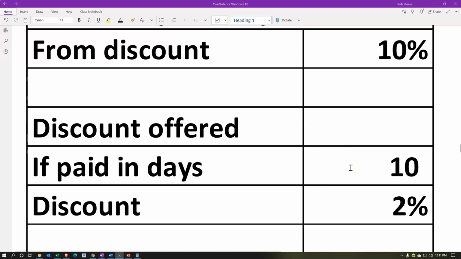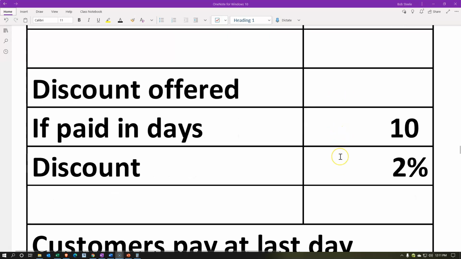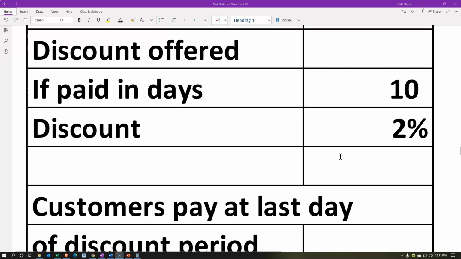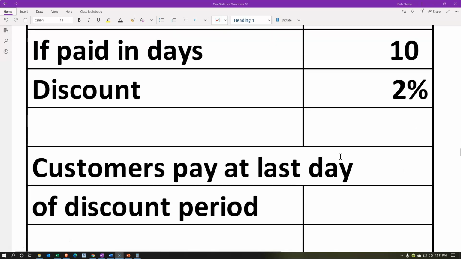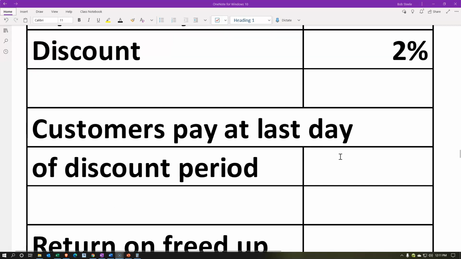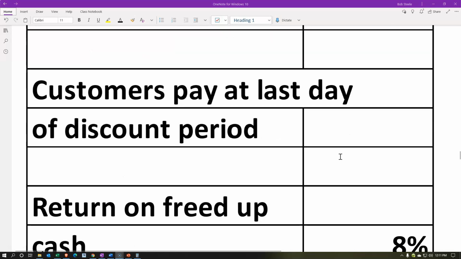So now we're not saying 15 days. We want to get paid within 10 days, and you get this discount. The discount is only 2% now, so a pretty small discount. But again, the small discount could have an impact, especially from business-to-business clients who are only holding on to the money for cash management strategies. They're not getting a big benefit from it, and we're just trying to get paid a little bit faster here. So customers pay at the last day of the discount period.